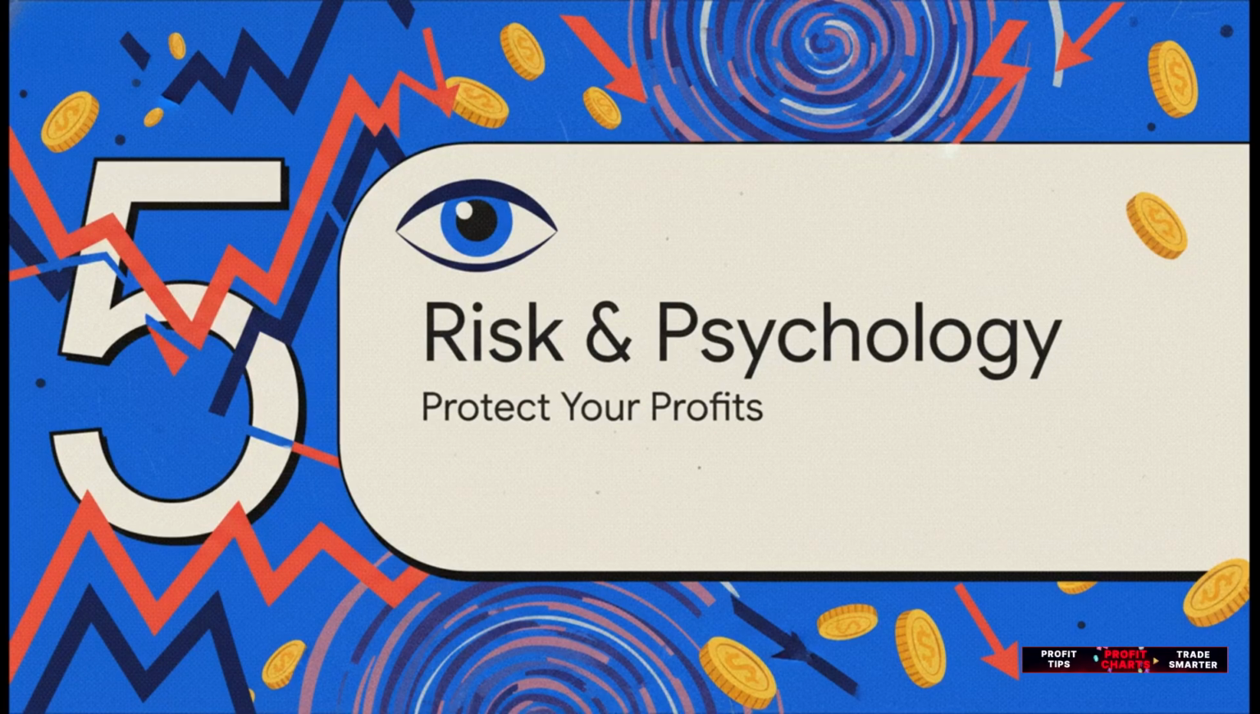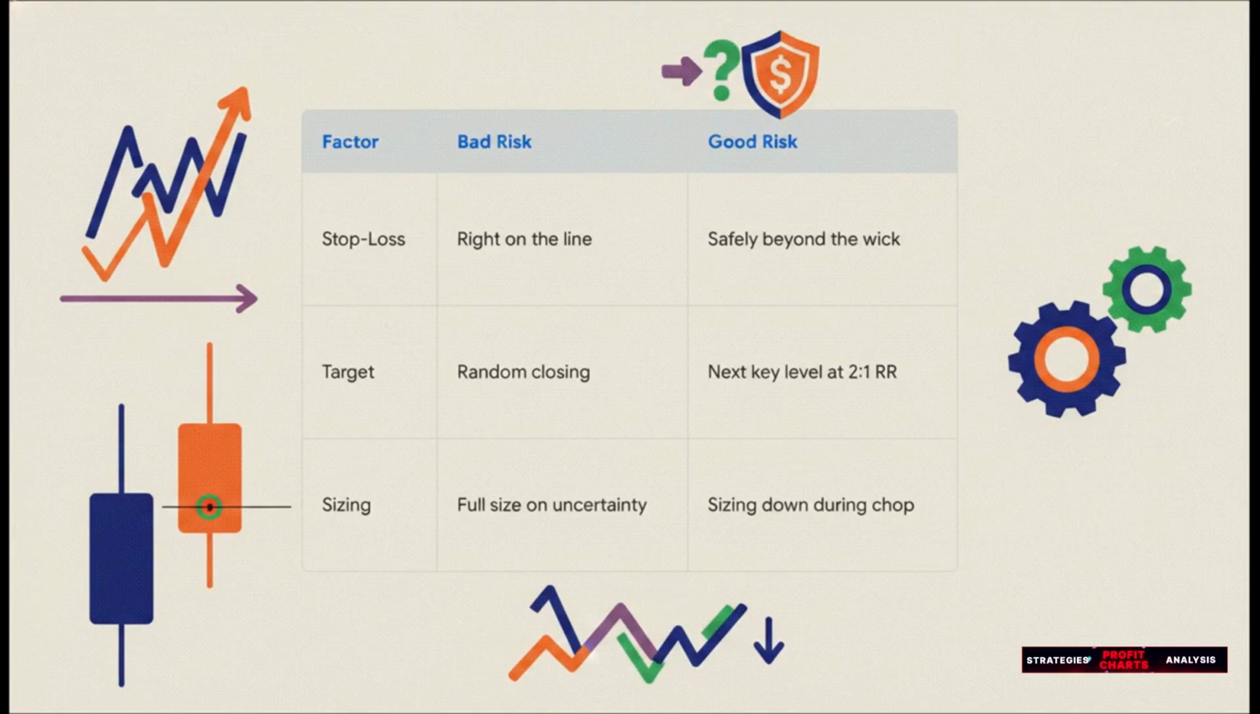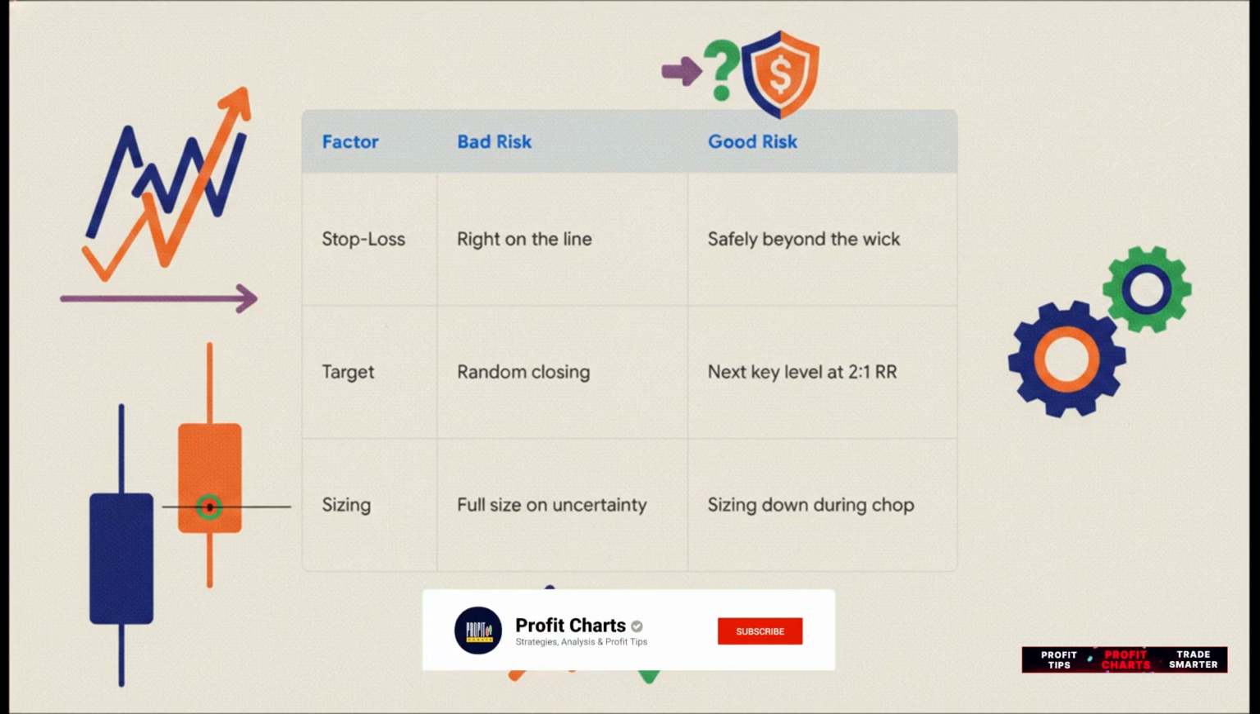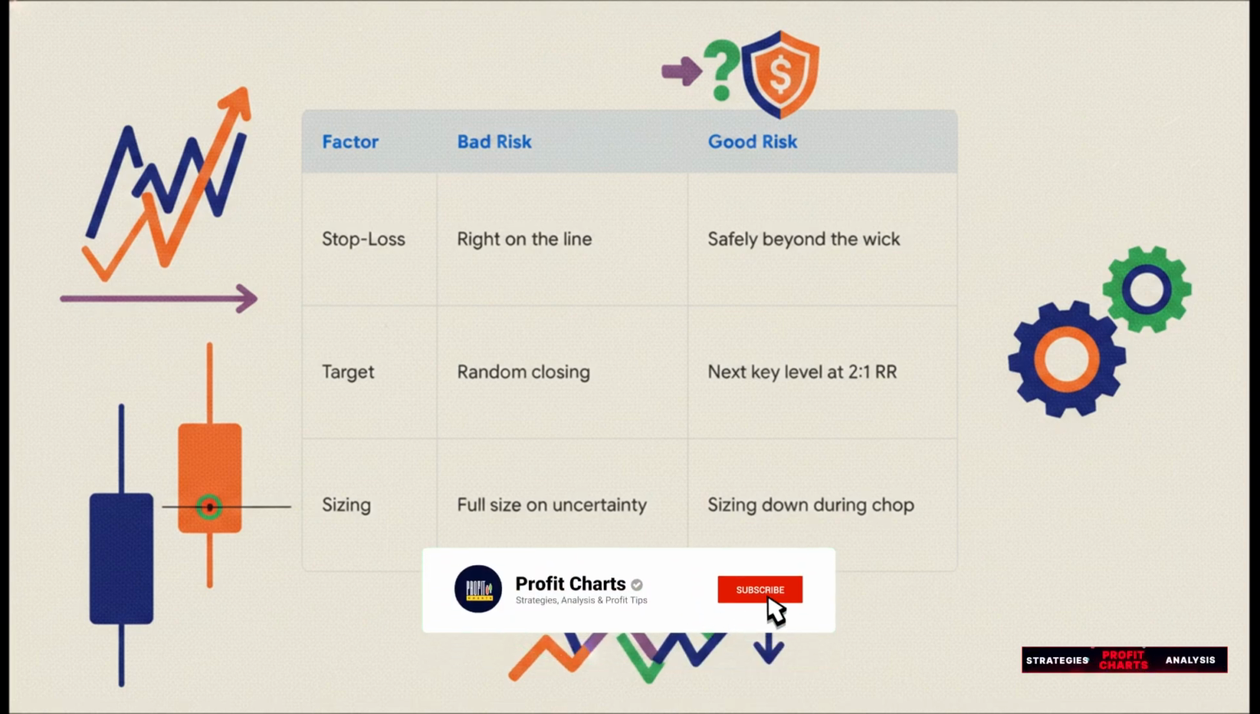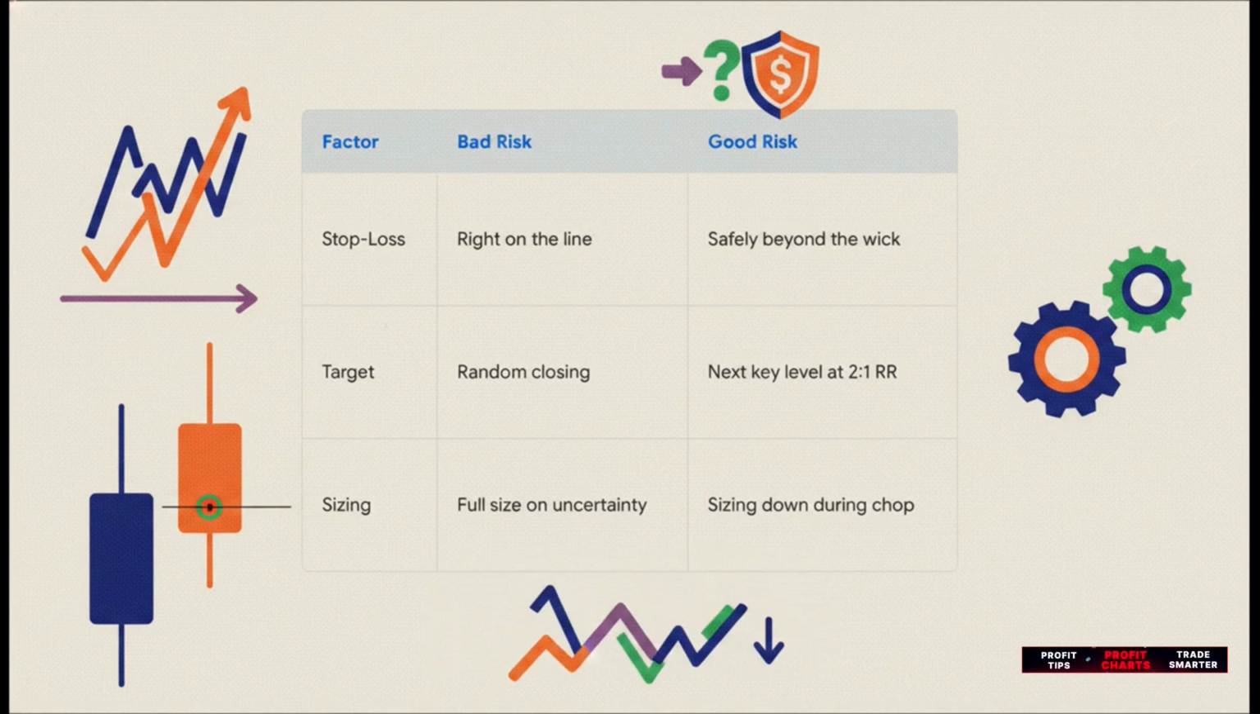Which leads us perfectly into our final section, Part 5, Risk and Trading Psychology. As you can see here, there is a massive difference between amateur and professional risk management. Bad risk management places the stop loss exactly on the line, which is quite literally the perfect place to get hunted. Good risk management tucks it safely beyond the wick of your confirmation candle.